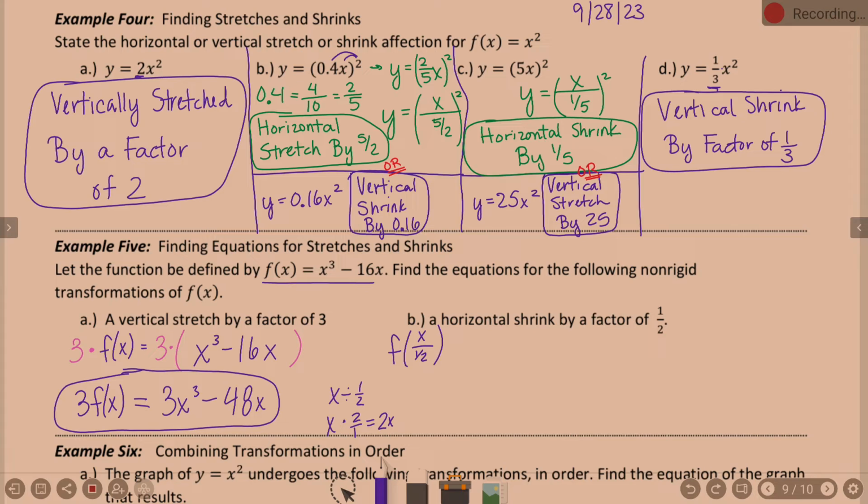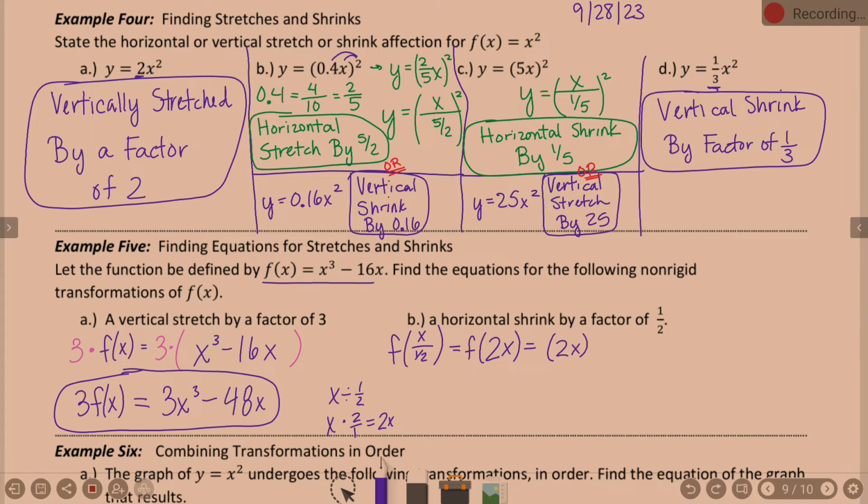So instead of thinking about this as f of x divided by 1/2, I can think of this as f of 2x. And now with f of 2x, that's an easier one to process. Every place I see an x, I'm replacing with 2x. So it's supposed to be x cubed. What am I going to do instead of x cubed?